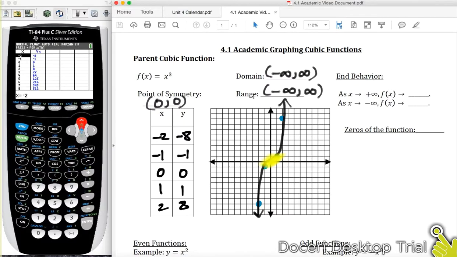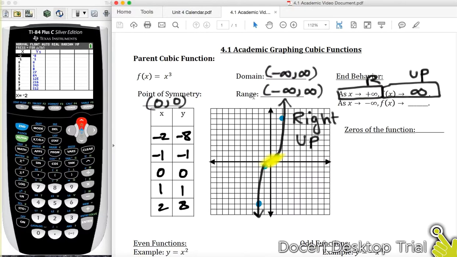Now as for end behavior, what do they mean by end behavior? End behavior, they mean, look at your graph. Look at the right side of your graph. Is it going up or down? So look at the right side. The right side of your graph is going to be up. So as x going to plus infinity, y is also going to plus infinity. So when they say x going to plus infinity, it means look at the right side of your graph, and the right side of your graph is going up. So the f of x is going to plus infinity.